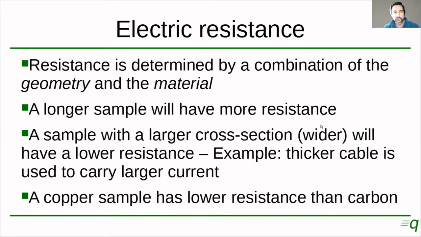And if it is a sample or a device with a larger cross section or a wider device, it will have a lower resistance. An example of this is why thicker cable is used to carry larger currents. And the other factor that is affecting electric resistance is the material of the object. For instance, a copper object is going to have a lower resistance than carbon.